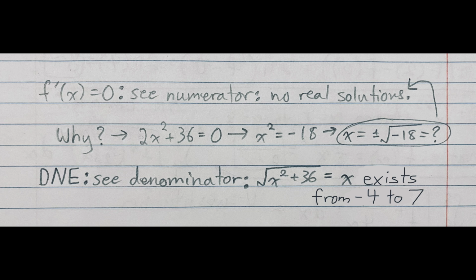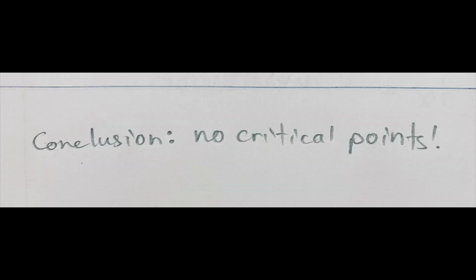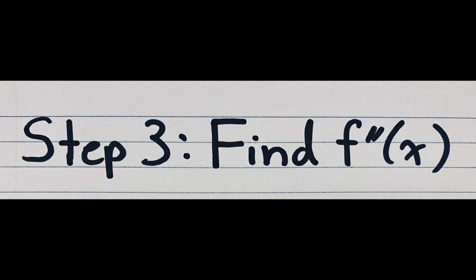And then when I looked at the denominator, which is the square root of x squared plus 36, I found that x always exists from -4 to 7 on that interval, so there's no DNE there. So the conclusion is that there are no critical points. The next step is to find the second derivative.